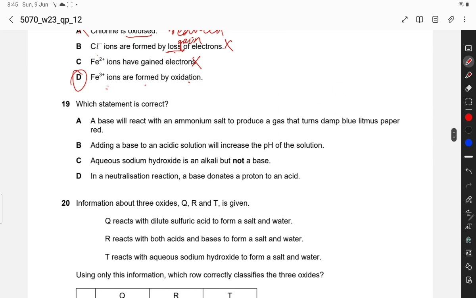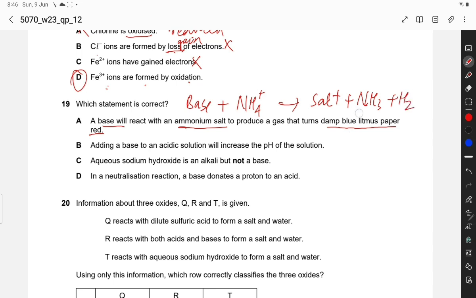Which statement is correct? A base will react with an ammonium salt to produce a gas that turns damp red litmus paper blue. No. A base reacts with an ammonium salt to form a salt, ammonia and water. Ammonia gas turns red litmus paper blue, so the statement as given is incorrect.